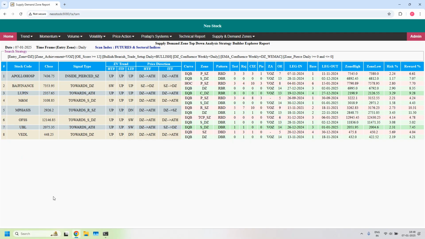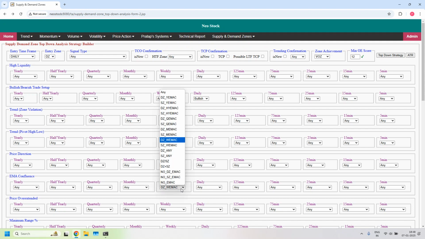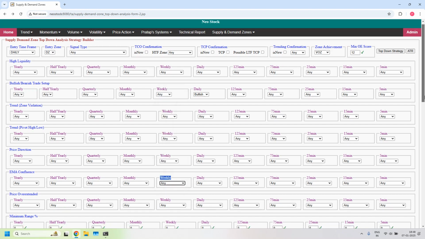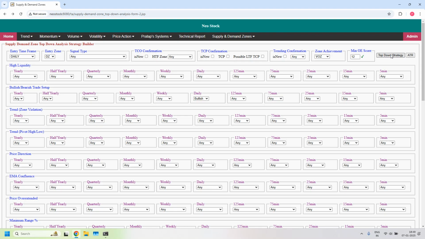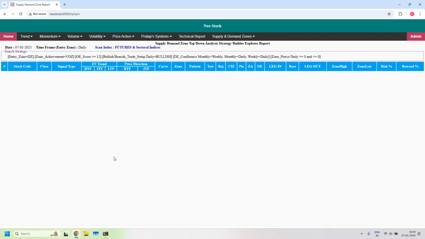Okay, we can also filter the stocks based on LTF, ITF and HTF demand zone confluence. That is a daily, weekly and monthly demand zone confluence. I am removing EMA filter. And then in the demand zone confluence, 3 filters I have to set. First filter is already enabled, daily with weekly. Second filter, daily demand zone with monthly demand zone confluence. Third filter, weekly demand zone with monthly demand zone confluence. With all the 3 filters enabled, daily, weekly and monthly zone confluence, we did not get any stocks. Fine. This is about bullish trade setup for monthly income trade.